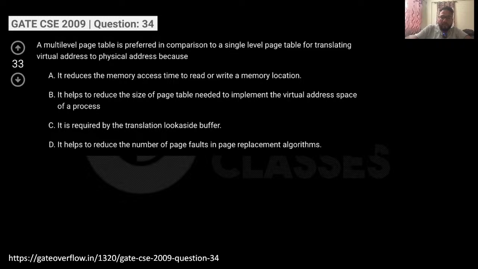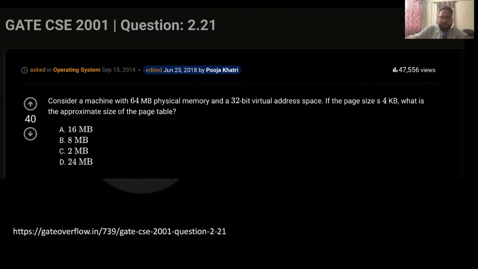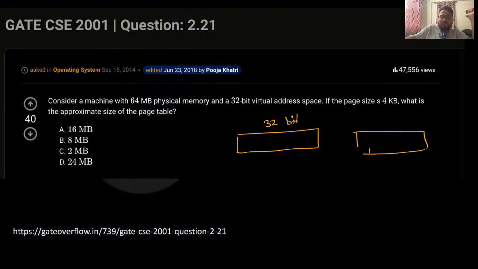Now maybe we can do some of the questions. Let's just do this question. Consider a machine with 64 MB physical memory and 32-bit virtual memory address space. If page size is 4 KB, what is the approximate size of the page table? So virtual memory is given to be 32-bit and physical memory is given to be 64 MB.